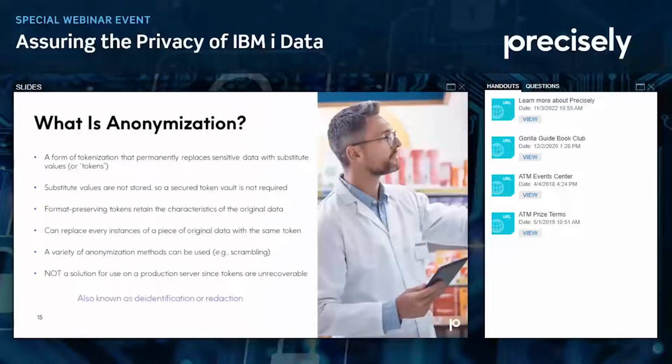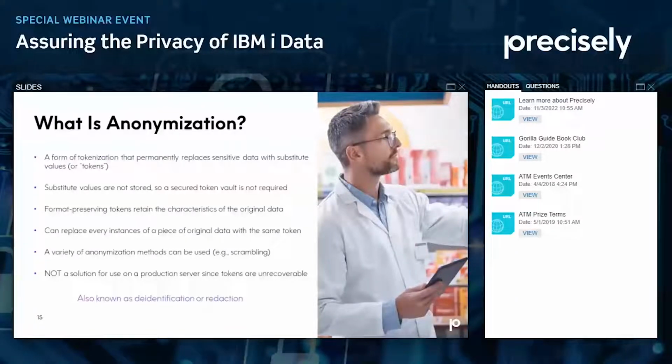Another thing that you'll see frequently is a form of tokenization, really anonymization. That's a form of tokenization that permanently replaces that sensitive data with these tokens, but they aren't stored in that token vault, so you're really not able to get them back. This replaces every piece of that original data with the same token, and there's a variety of methods you can use here to tokenize or anonymize that data. We've seen different ones. You see scrambled data, you see a credit card number where you only see the last 4 digits or the first couple digits or things like that. So there's a variety of different ways to do this.